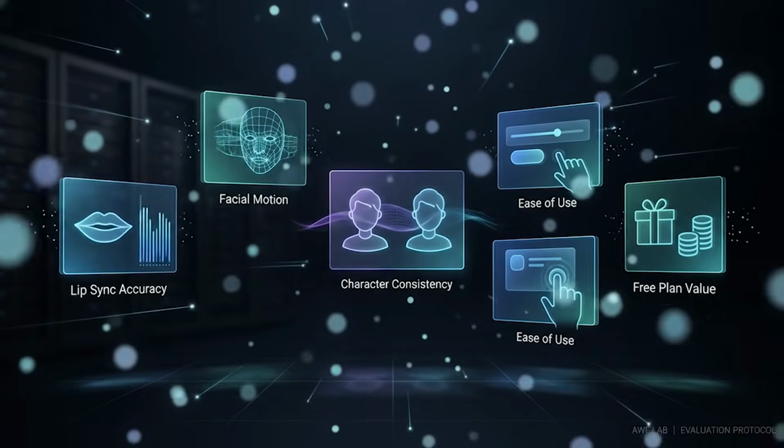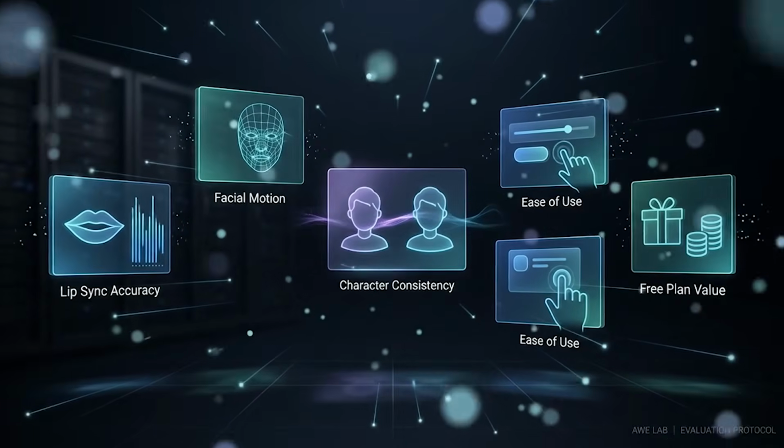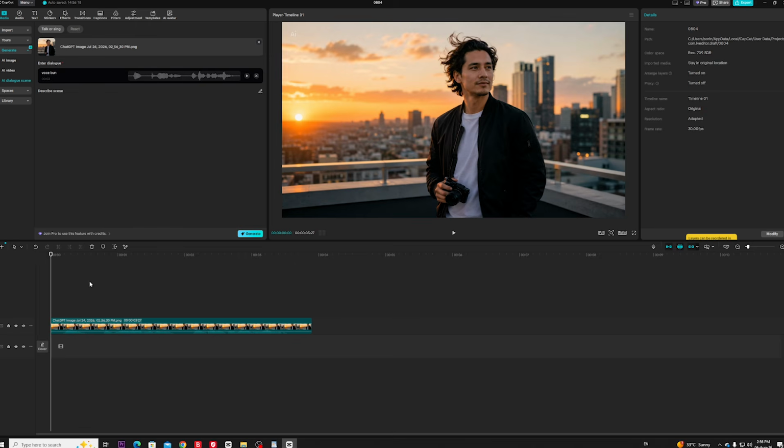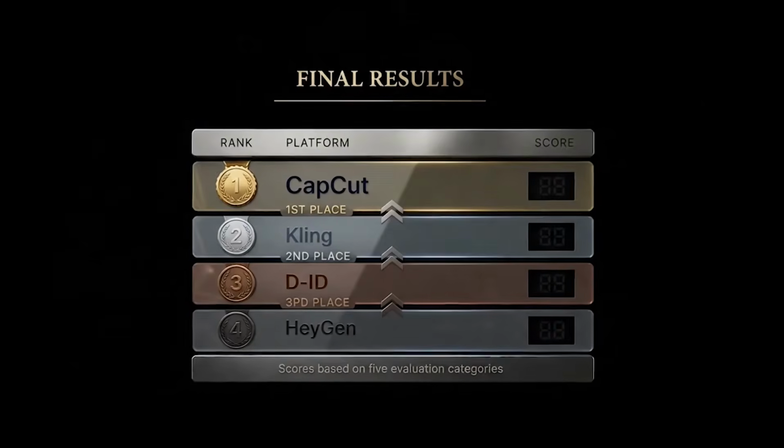And after testing every platform under the exact same conditions, CapCut takes the top spot with 19 out of 25 points. It wasn't perfect, but it offered the best overall balance between lip sync quality, facial animation, ease of use, and free plan value. That's why today's AI Lab free plan champion is CapCut.